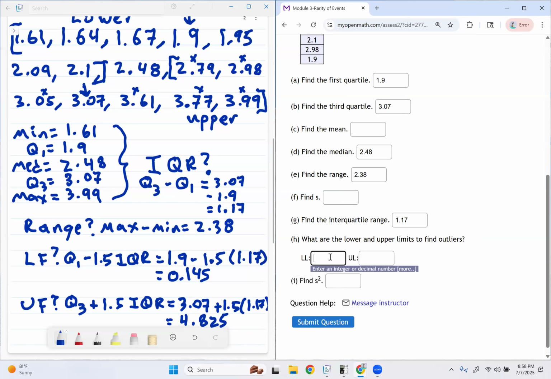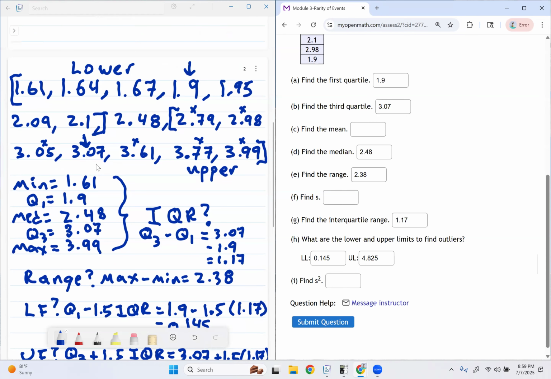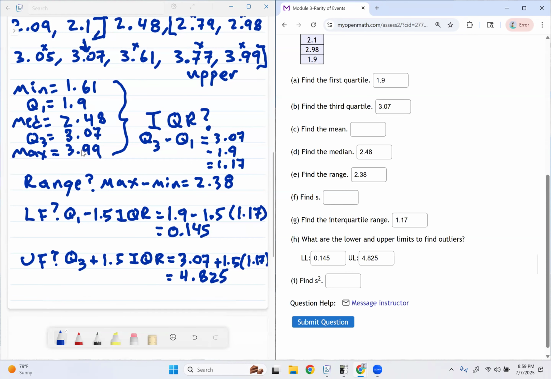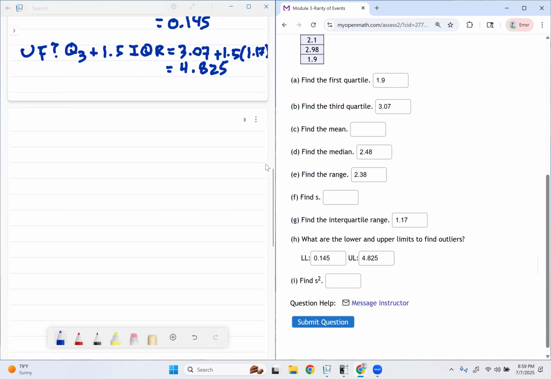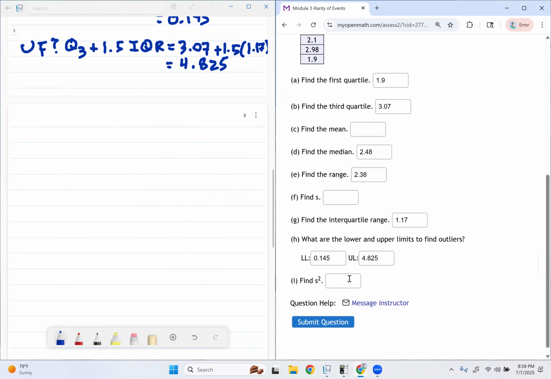My lower fence, 0.145. My upper fence is 4.825. All of these parts were based off of the positions of the values. The minimum was the smallest, the maximum was the largest, the median's in the center. Q1 is the median of the lower half, Q3 is the median of the upper half, the range is the max minus the min, the IQR is Q3 minus Q1. The values that we have left, mean, standard deviation, and variance, are all based off of the values themselves.